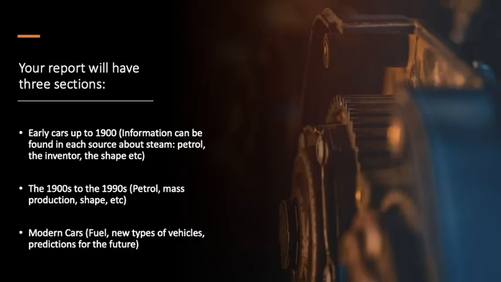Now the report that you're going to write for this task is going to have three sections. Your first section is going to be about early cars up to about 1900. You're going to see a series of sources and you'll find in it information about steam, petrol, the inventor of cars, the shape of cars and so on.